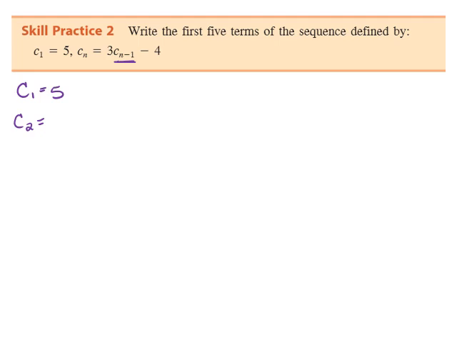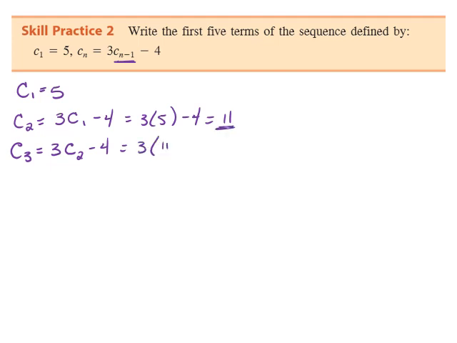So the second term is found by taking 3 times the first term minus 4. So 3 times 5 minus 4 gives us 11. The third term is found by taking 3 times the second term minus 4. So 3 times the second term, which was 11, then we subtract 4. 33 minus 4 is 29.